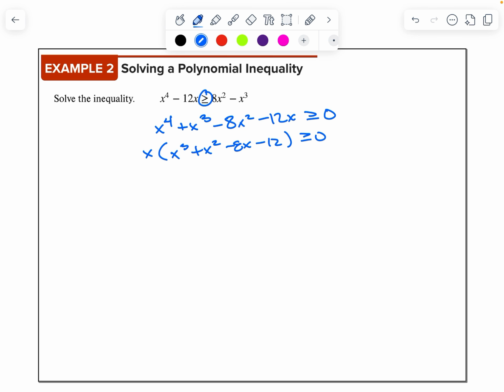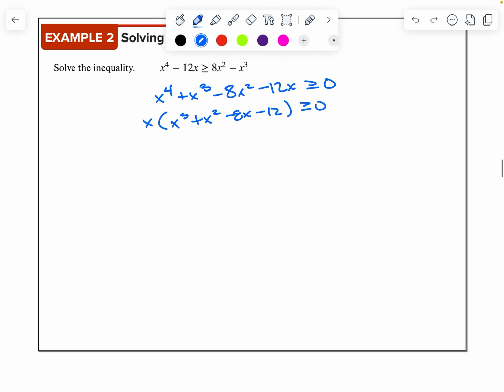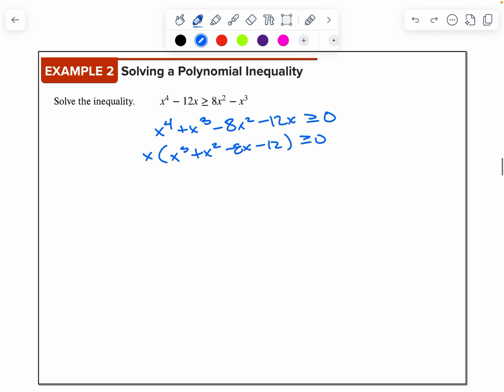Notice the greater than or equal to. I know I'm going to have closed circles on my dots this time. All right, we could try grouping here. It's not going to work. We're actually going to have to try synthetic division to find at least one of these solutions. So in synthetic division, I'm just going to test out some of these numbers real quick and see if they work.